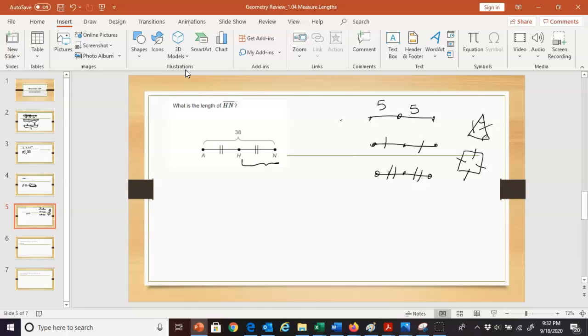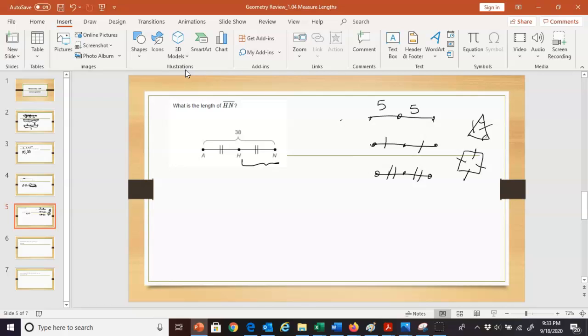So if these two pieces are exactly the same, any ideas how you could figure out each piece? As I'm going through this with you guys, it's a great idea for you to pause the video and try to answer the questions on your own, and then you can click play and get the answer. So you can try that now.